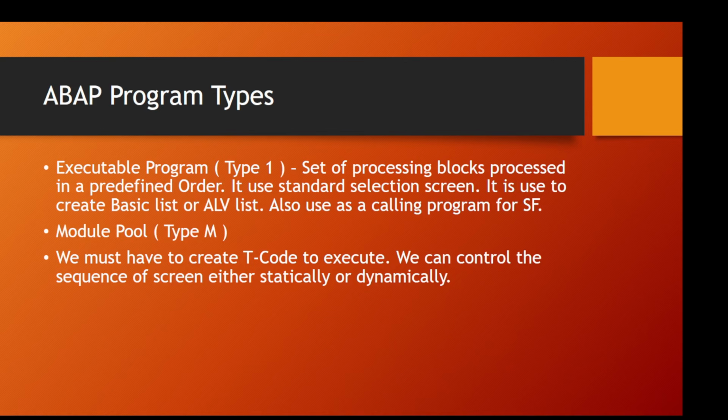Let's move on. The module pool type M. In module pool programming, we will use this type of ABAP program, which will be type M. So we must create a T code to execute it. The executable program doesn't need a transaction code, whereas for a module pool program you must create that transaction code to execute it. Further, we can control the sequence of screens either statically or dynamically.